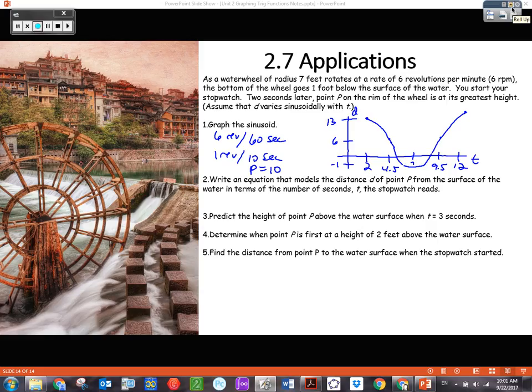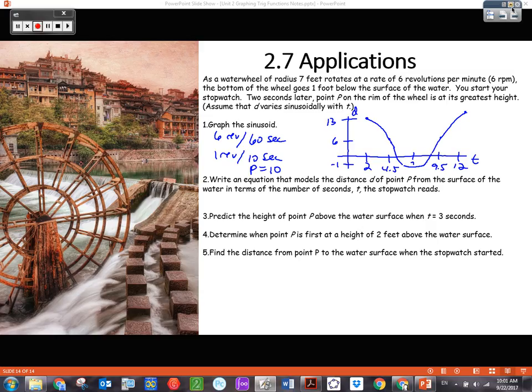Now that graph looks like a cosine, so I'm going to use cosine to write my equation. Do I have to use cosine to write my equation? No. We learned yesterday we can write it pretty much any way we want, depending on our shift. But really, to be honest, why shift? It already looks like a cosine. Let's just write it as a cosine. So let's gather the information that we need to be able to write this as a cosine.